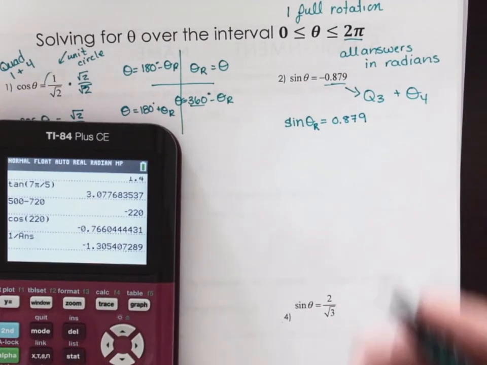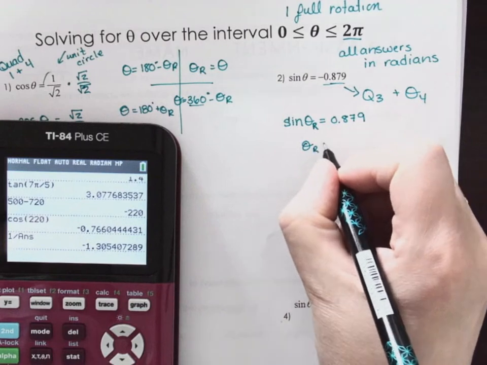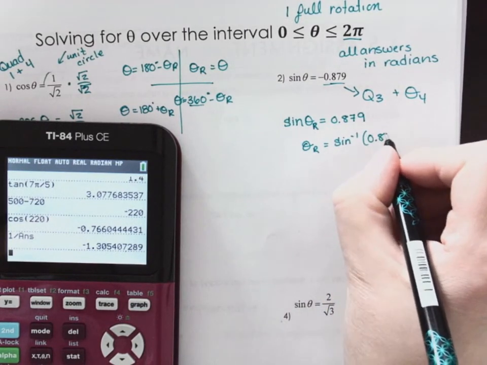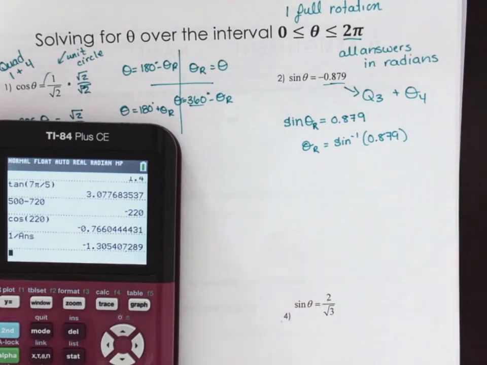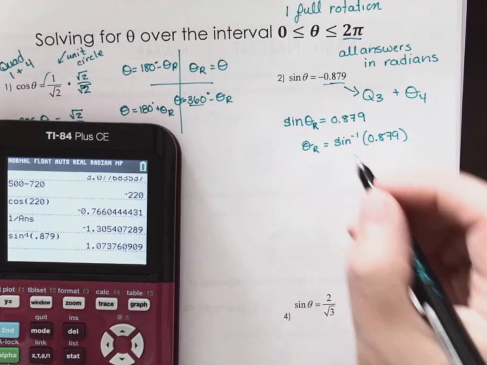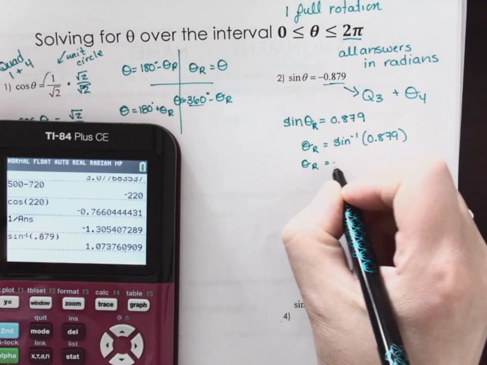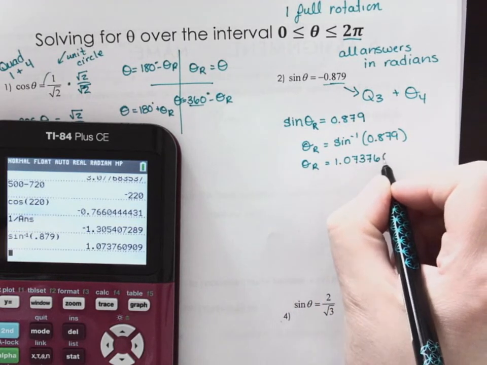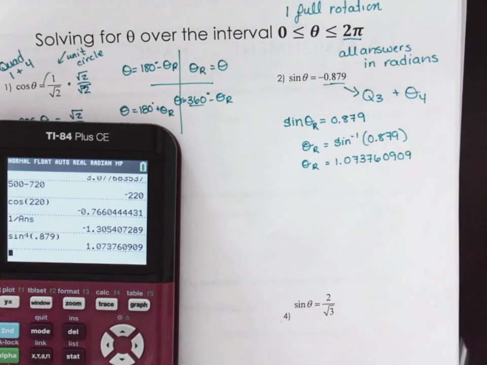All right, so when we are solving for theta, that's when we do the second function sine button in our calculator. And I'm just going to write that down in our notes so that we have full and complete notes. So inverse sine of 0.879, close my bracket. And theta reference is 1.0737600909. You're like, scallion, 4 decimal places. Theta reference isn't my answer. Theta reference isn't my answer.